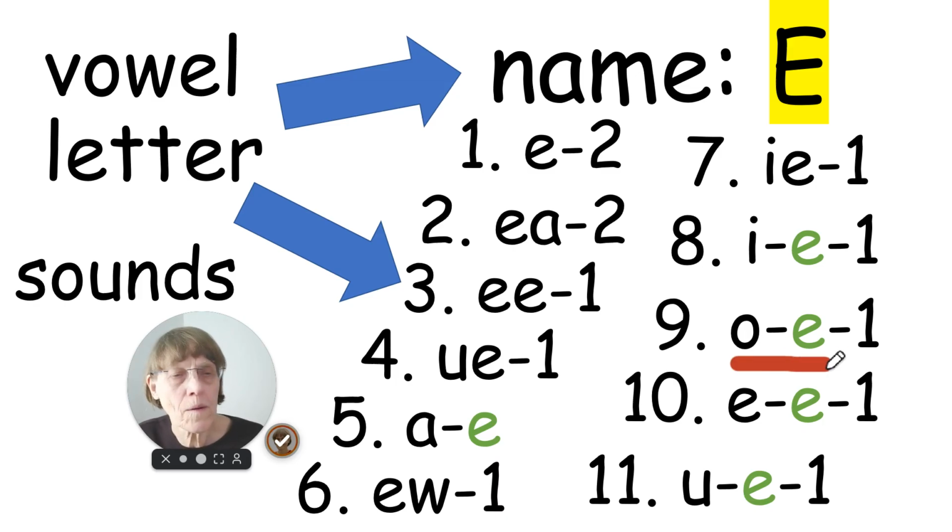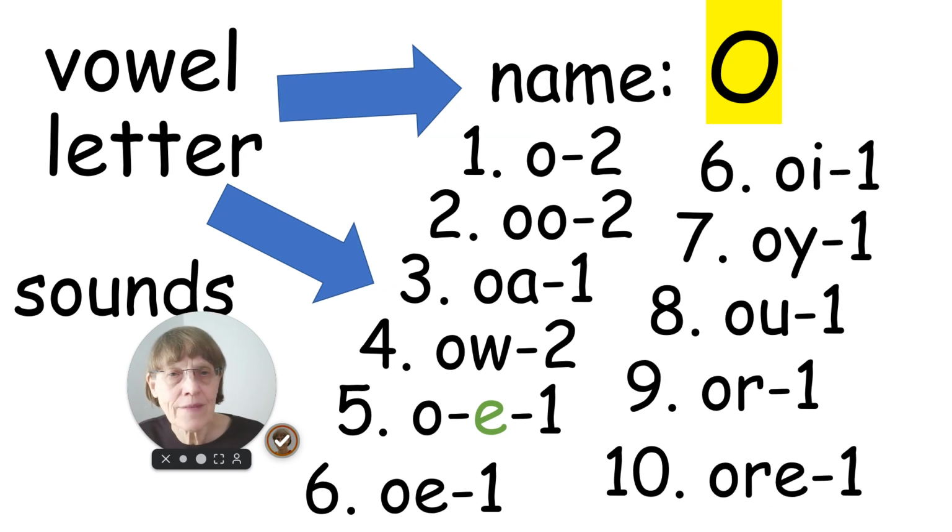When we have an O with a quiet E, we say O. And same with number 10 where we say E, and number 11 where we say U. So 11 different ways or different vowel sounds for the letter E. When we go to the letter O, we have 10 different ways.